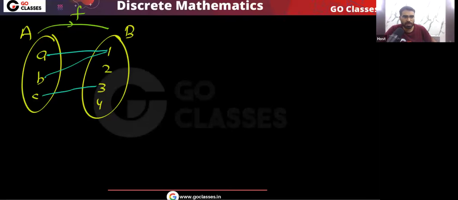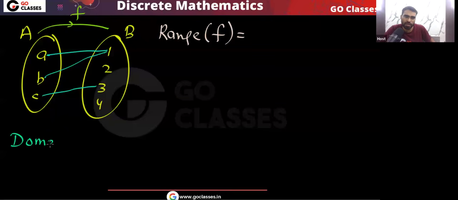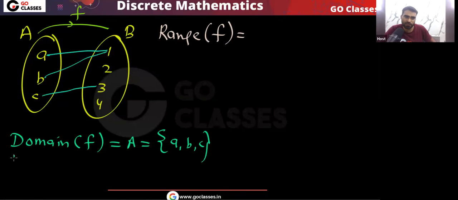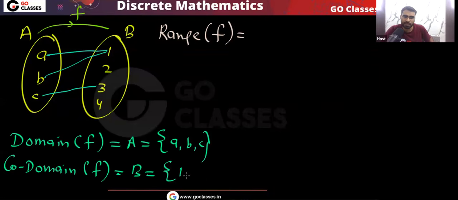Now let's see the next concept, that is range. What is the range of this function f? The concept is very simple. The domain of function f will be set A, that is A, B, C. The codomain of f will be set B, that means 1, 2, 3, 4. Range is a subset of codomain.